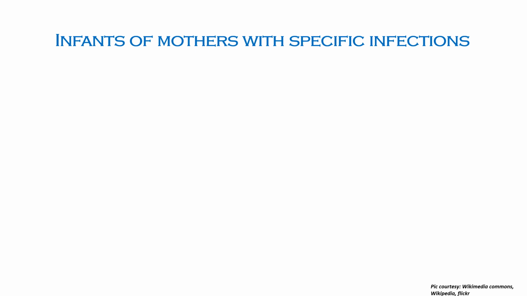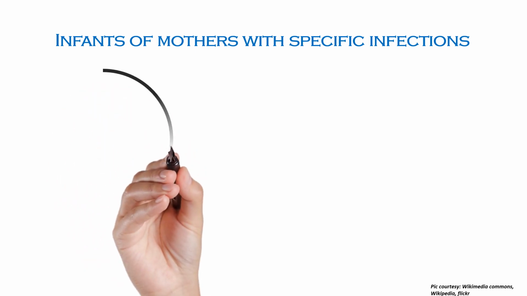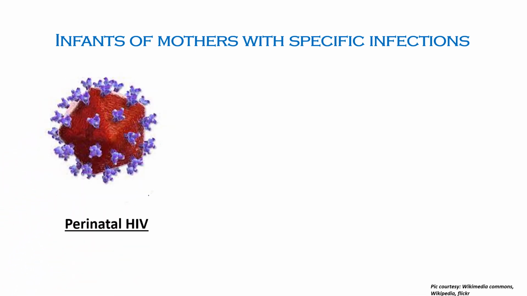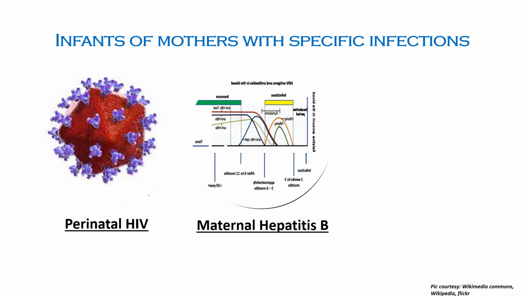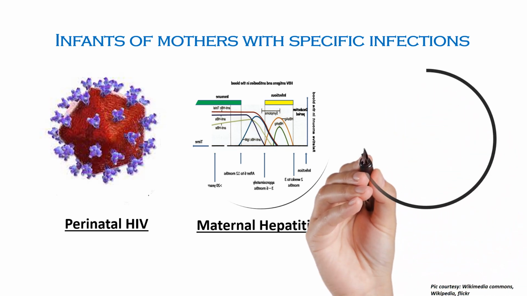While being called upon for resuscitation, we frequently encounter scenarios in which mothers have certain infections and thereby the infant is at high risk of acquisition. In this video, I shall be discussing 3 such scenarios, including perinatal HIV, maternal hepatitis B infection, and maternal tuberculosis.